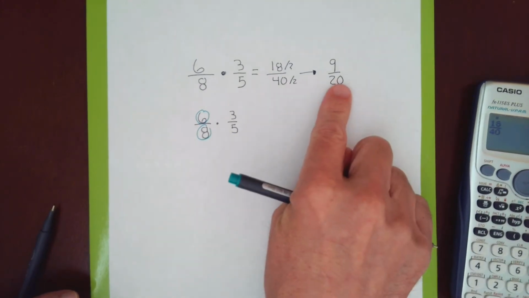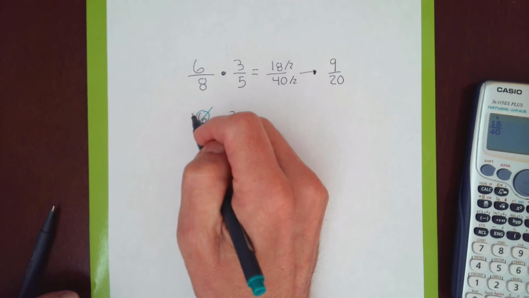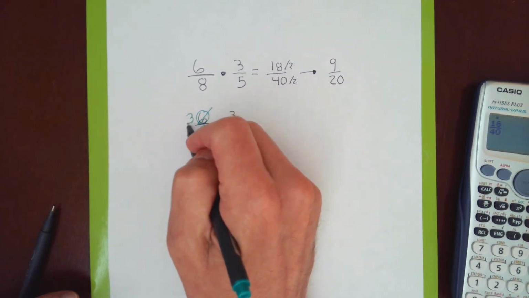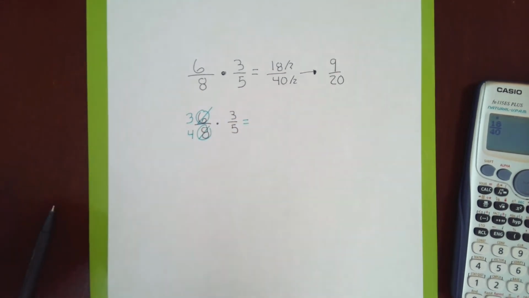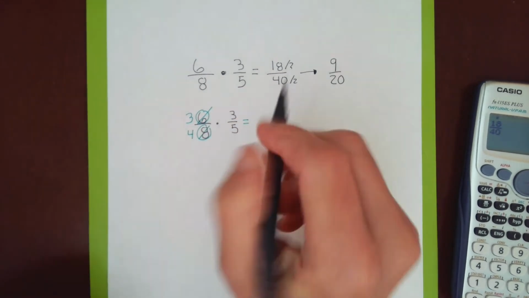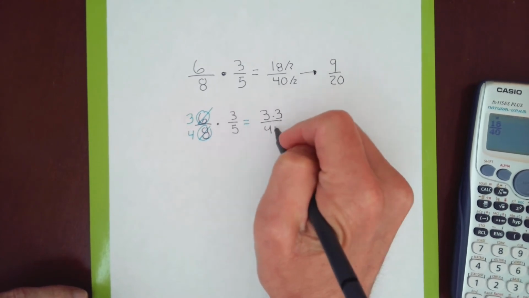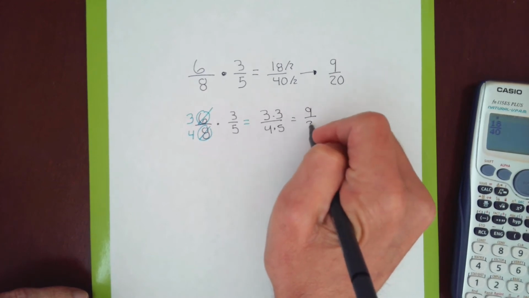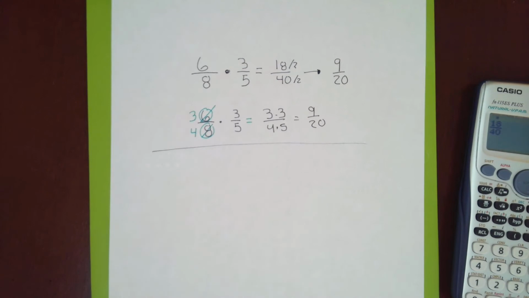So I can get this answer of 9 over 20 by canceling first. I could cancel the 6 and the 8 by dividing them by 2. 6 divided by 2 is 3. 8 divided by 2 is 4. And now what I have left is 3 times 3 over 4 times 5, which is the 9 over 20. So when I'm multiplying fractions, I can straight within the same fraction cancel.